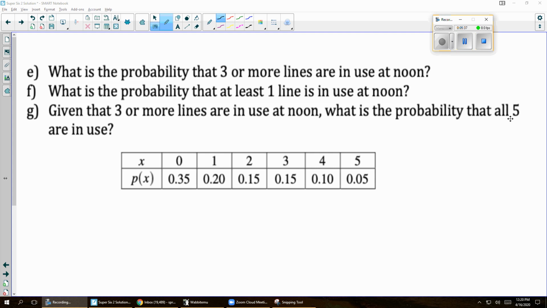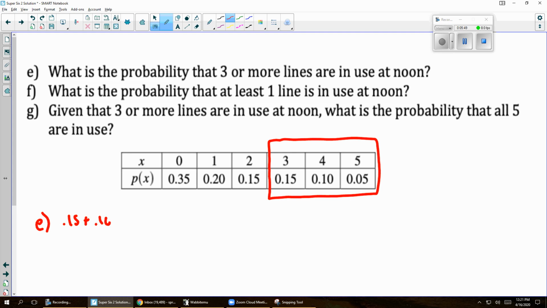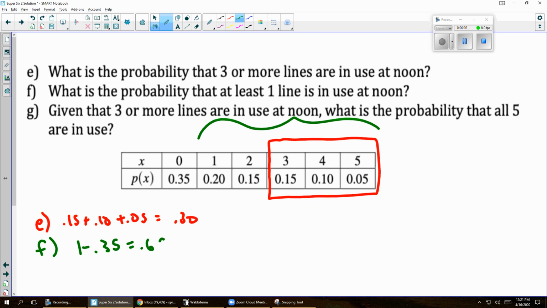So this next part wants to know what the probability is that 3 or more lines are in use. And so what that means is, what's the probability we pick a day over here? So that's going to be 0.15 plus 0.10 plus 0.05, or 30%. F says what's the probability at least one line is in use. That's all of this, which is also this.